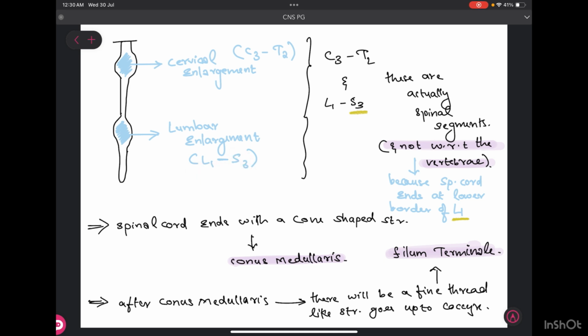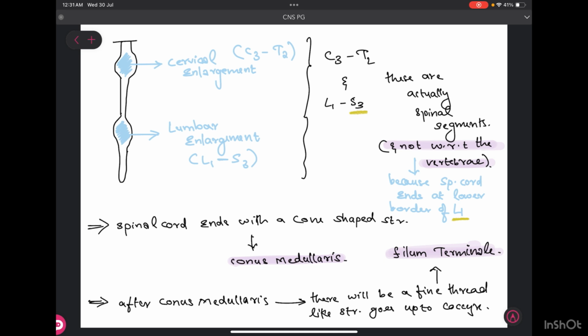We already said that the spinal cord is up to the L1 level. Then how does the lumbar enlargement extend from L1 to S3? That will be a question, right? These are actually the spinal segments. The C3, T2 as well as L1, S3, all these are spinal segments. It is not with respect to the vertebrae. I am here talking about the spinal segments, and the spinal cord, of course, ends at L1. So that is clear, I guess.